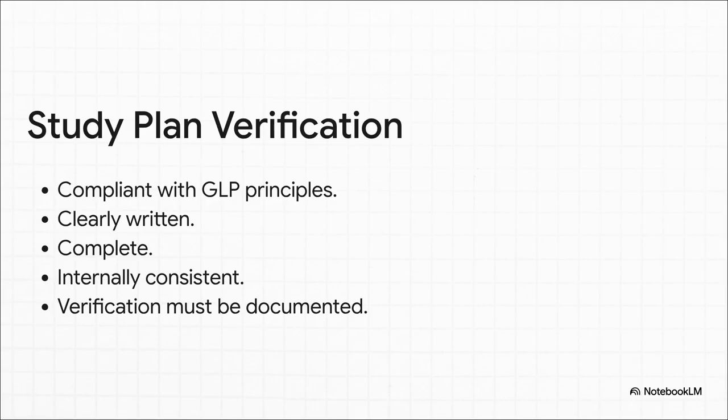So during this verification, the QA team at Apex Labs is asking some tough questions. Sure, does it tick all the boxes required by GLP? But also, is it written clearly enough for anyone to follow? Is it actually complete with no gaps? And are there any parts that contradict each other? Because, hey, if QA can't understand it, there's a good chance the study team might not either. And of course, this whole verification process is formally documented.